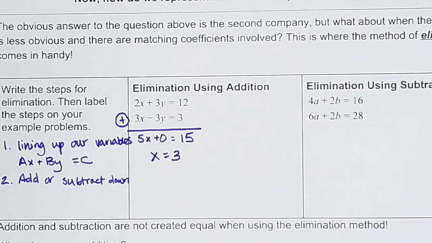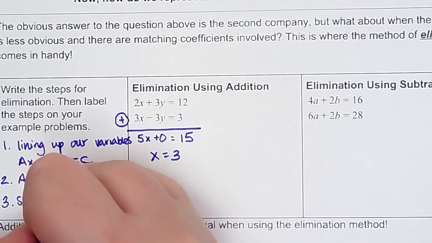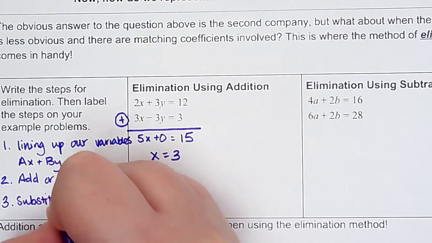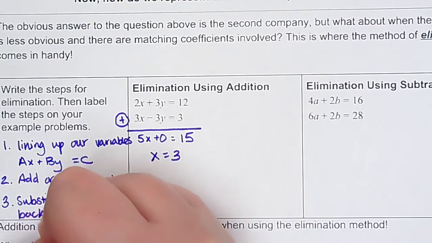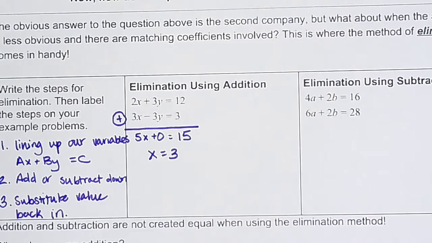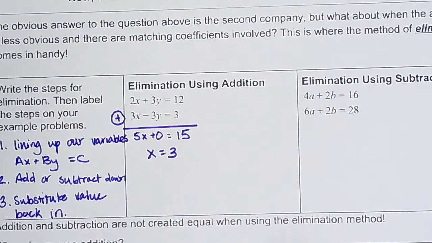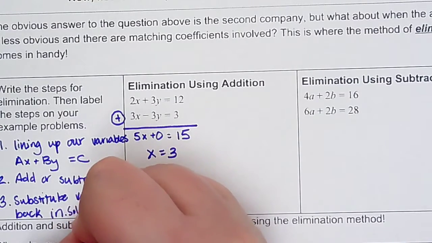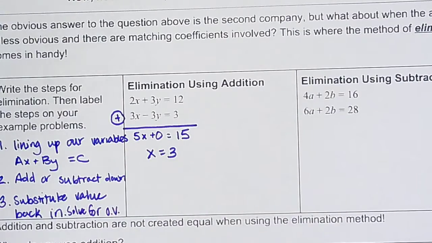Now that I've eliminated a variable, I'm going to use the same process I did for substitution. Substitute the value back in, because we know what that means as far as substitution. So if x equals 3, I can plug it into either of these equations and solve for my other variable.